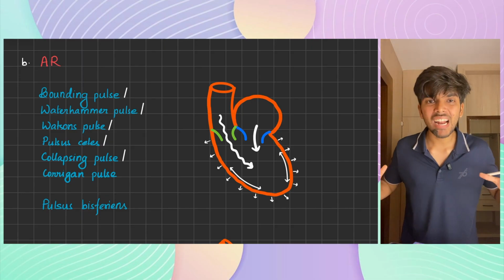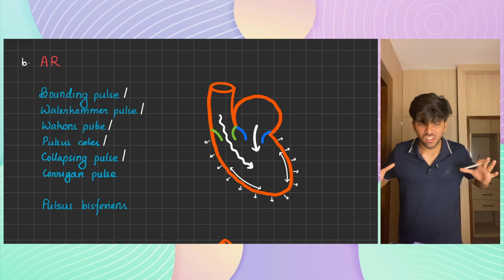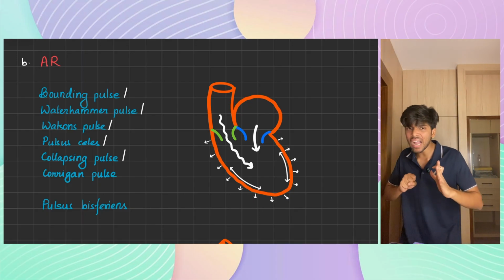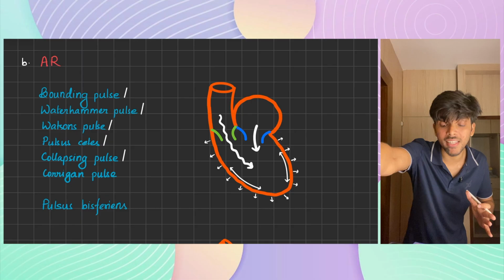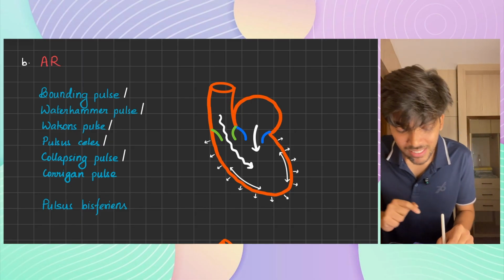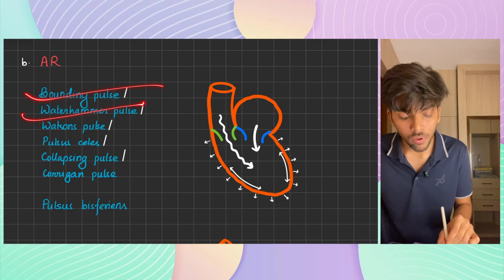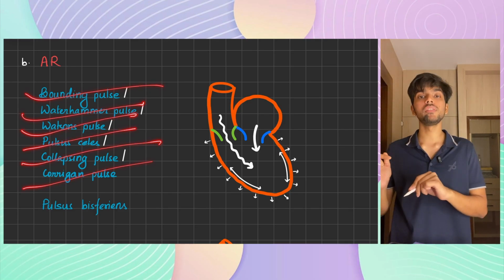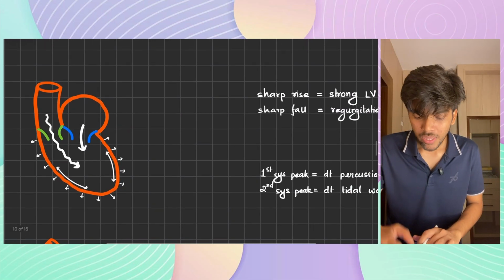So it's going to contract strongly, and as the left ventricle contracts strongly, it's going to push all that blood strongly out of the aorta to a long distance, giving us a sudden rising pulse, which is referred to as bounding pulse or water hammer pulse or Watson's pulse or pulsus celer or collapsing pulse or Corrigan pulse. Okay, let me show you with the help of a graph.